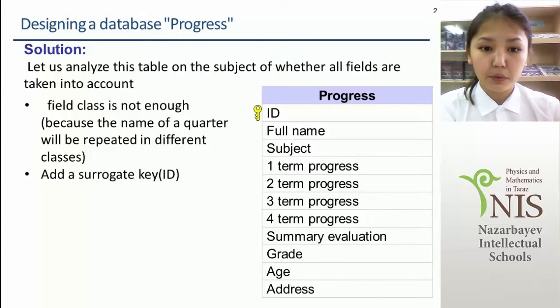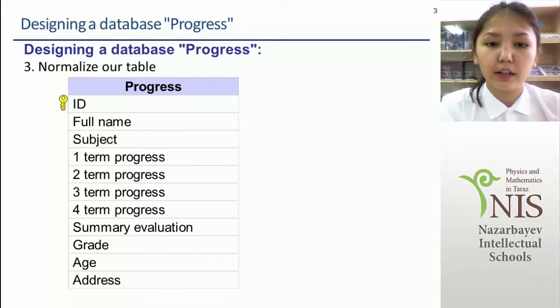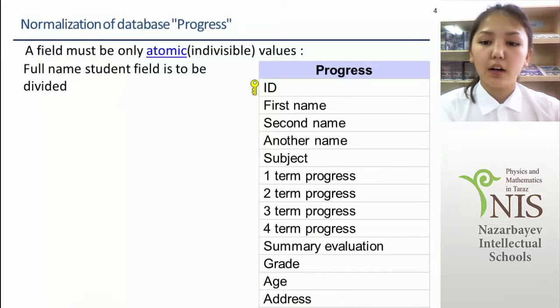The first step of normalization needs a primary key. A primary key is a main key which all of the fields depend on. And here the fields must be divided into several parts, and other fields must depend on the primary key.